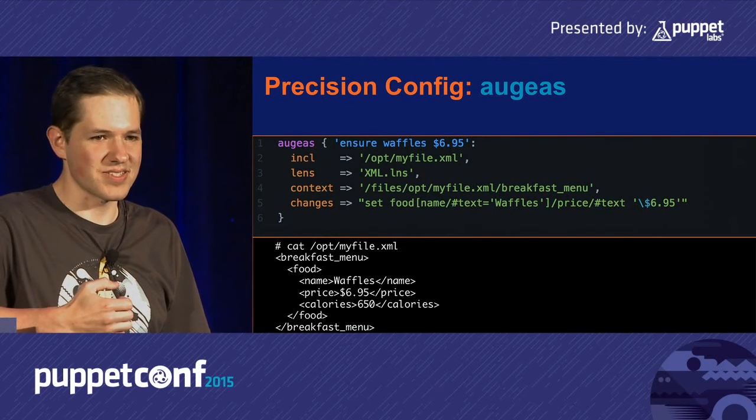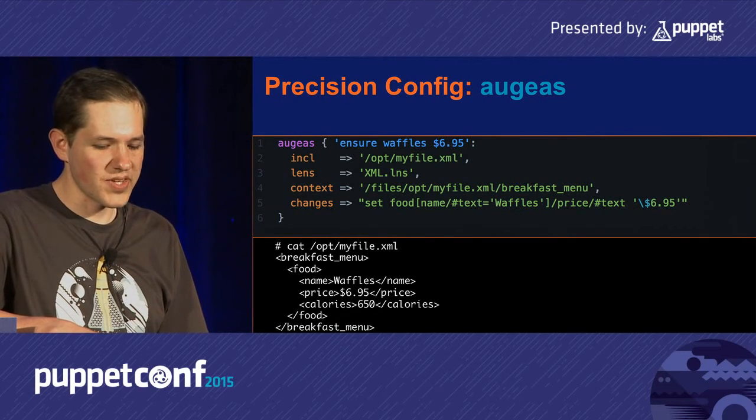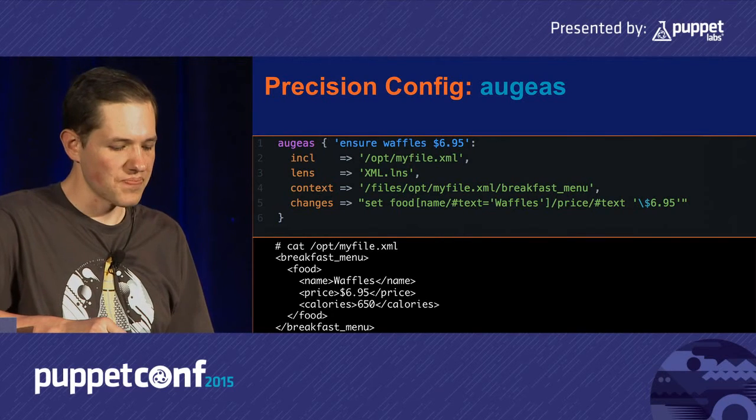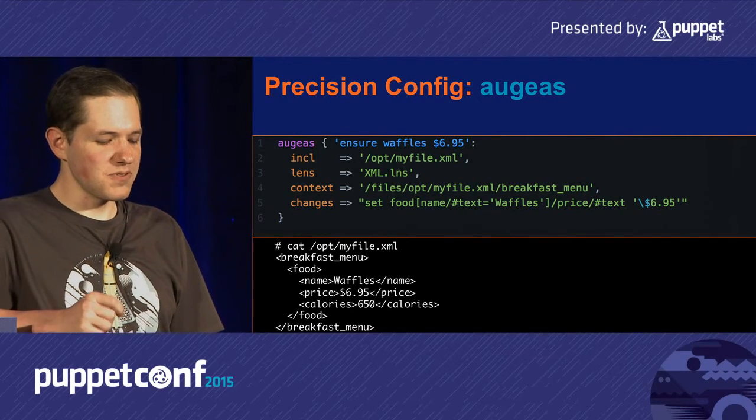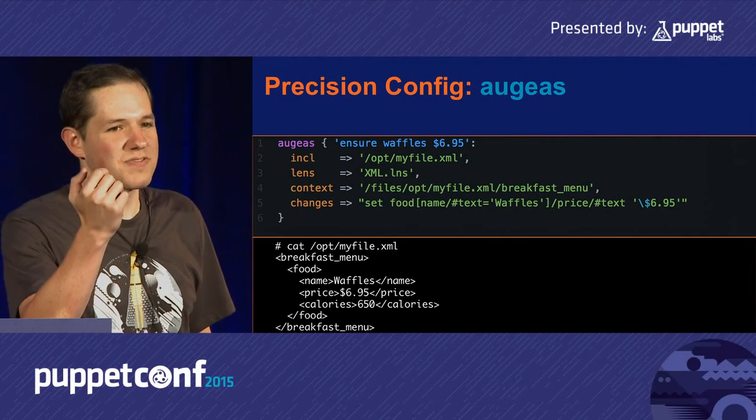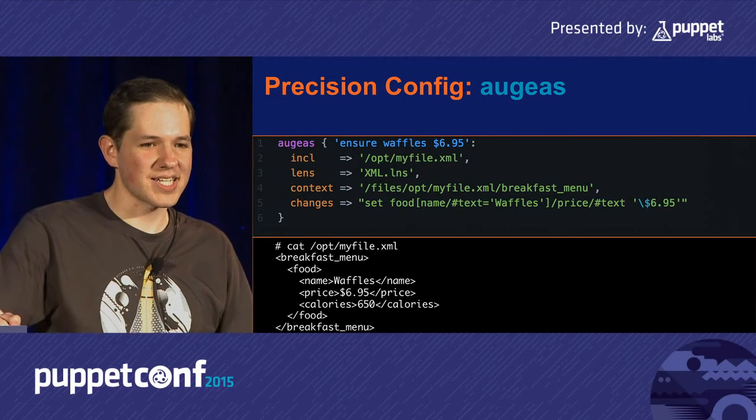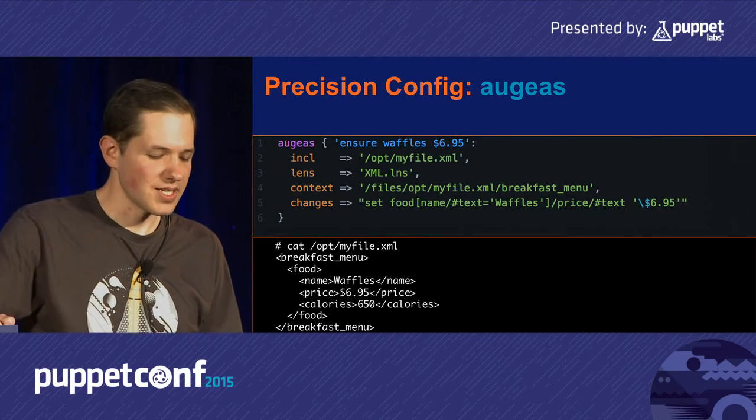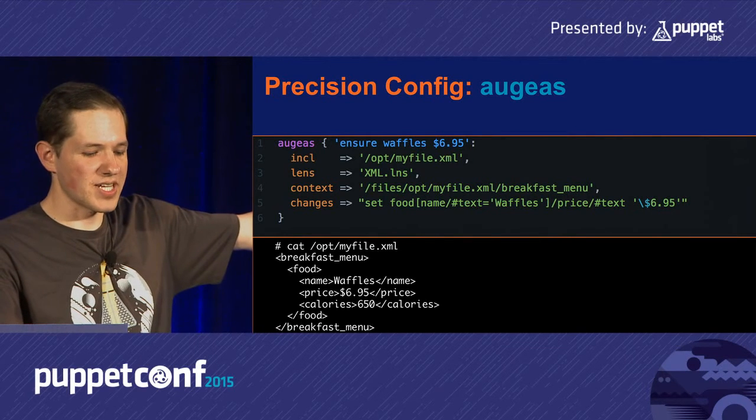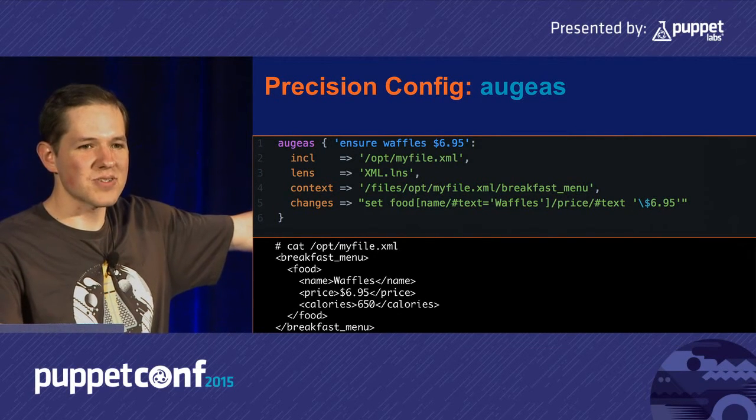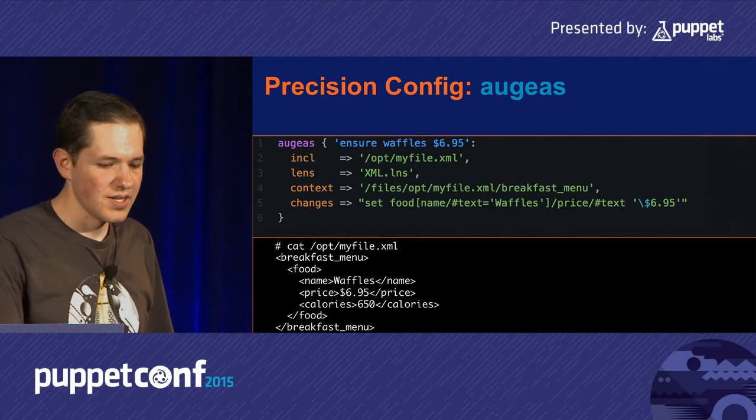relative paths inside that. So in this case, the end result of this Puppet resource is that Puppet will idempotently ensure that the price element inside the food element that contains waffles in the breakfast menu is always $6.95. It's kind of like XPath a little bit. But the idea is, again, I had no idea how this XML file was generated. I have no idea where in the file this food element is, but I can set the price using Augeas. That's the only thing I care about.